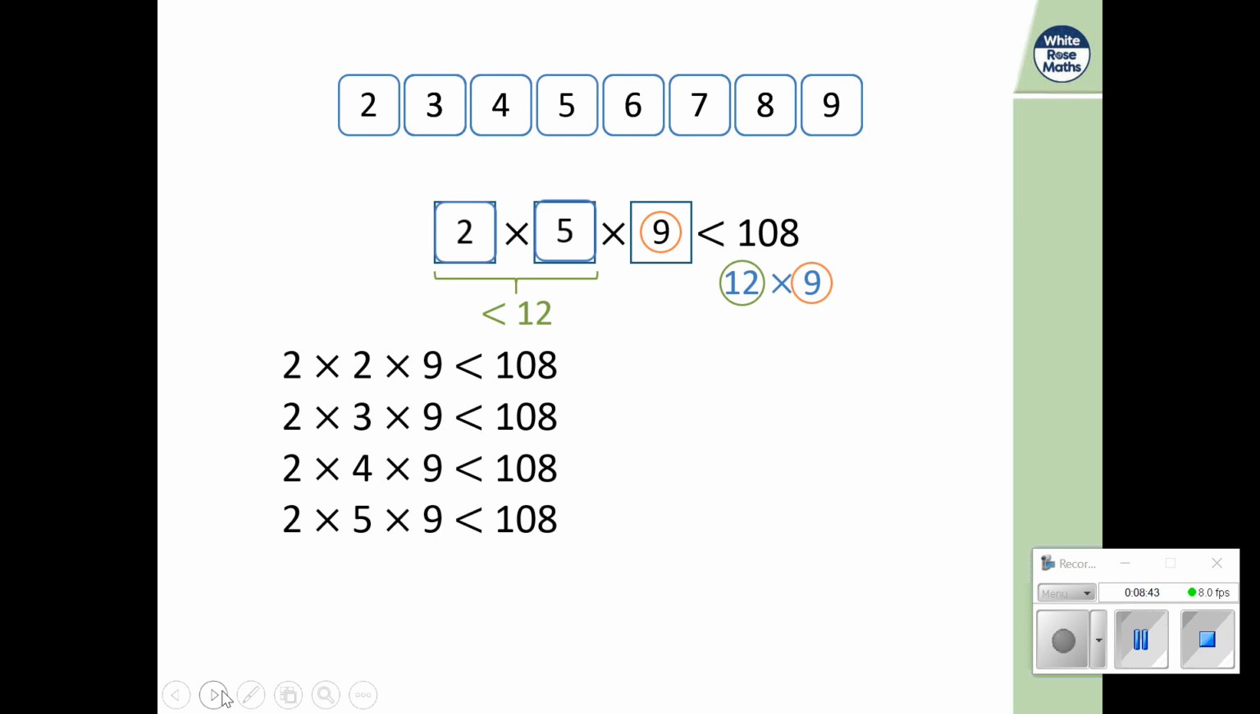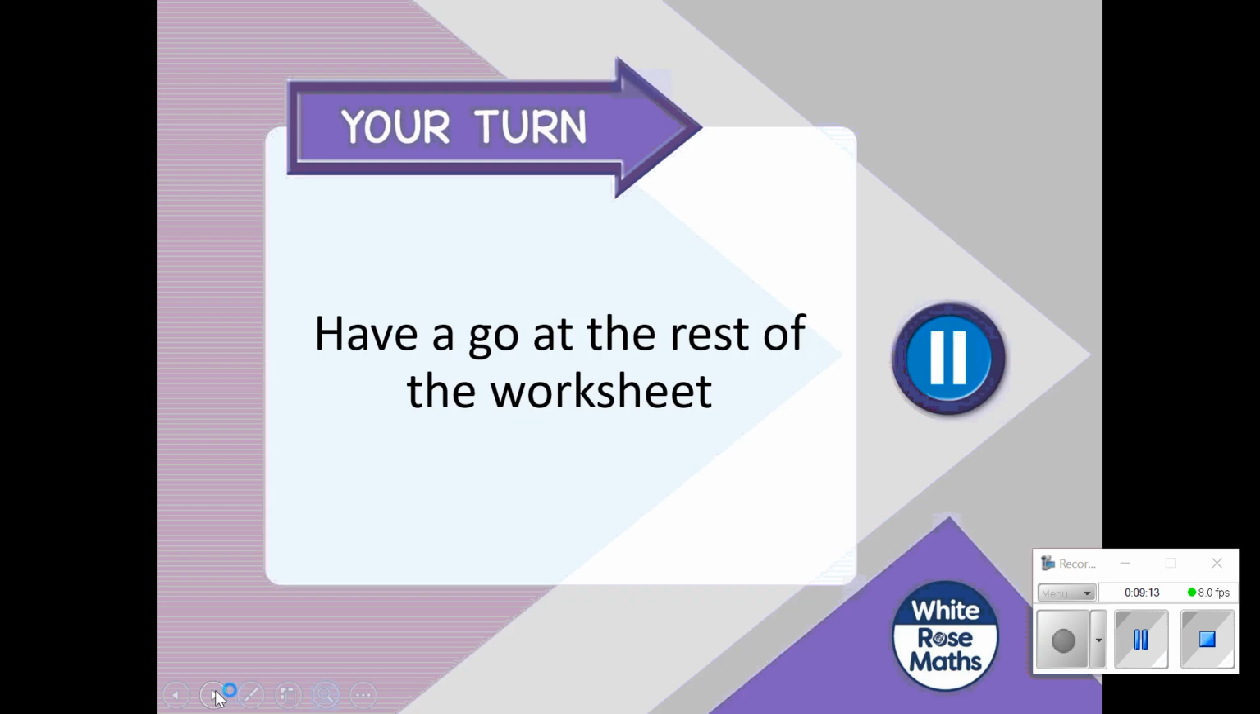Have a think. Will 2 times 6 work? Well, 2 times 6 equals 12. Can't be right because our number sentence says it has to be less than 12. So you cannot use that number. Oops, sorry, I've gone the wrong way. You can do 3 times 3 times 9 because 3 times 3 is 9. Can you do 3 times 4? No, because it equals 12.